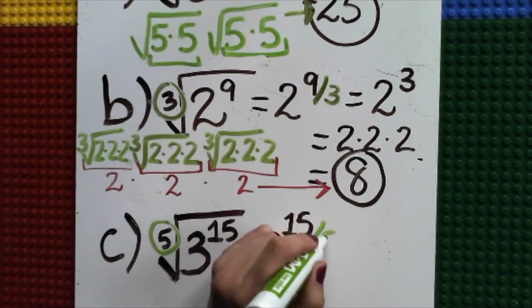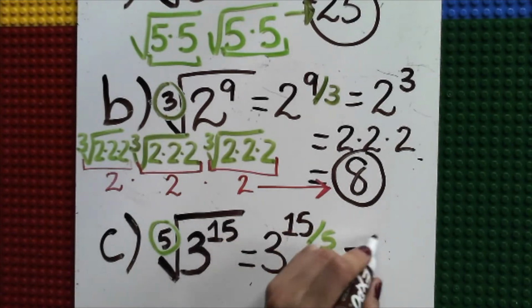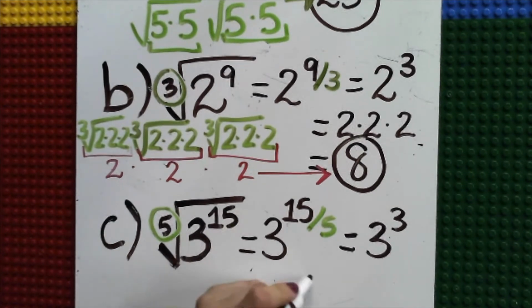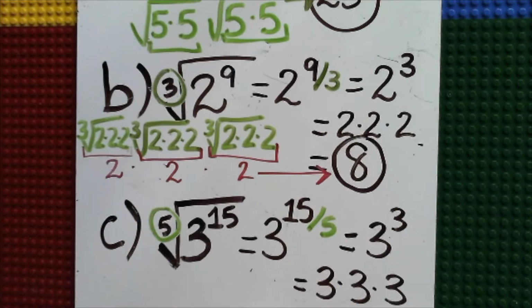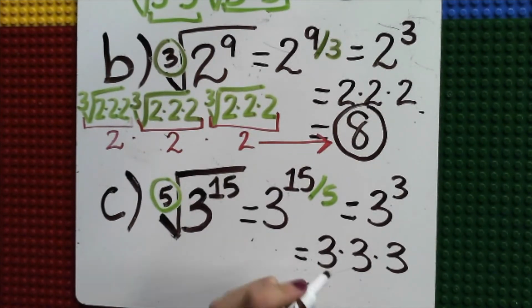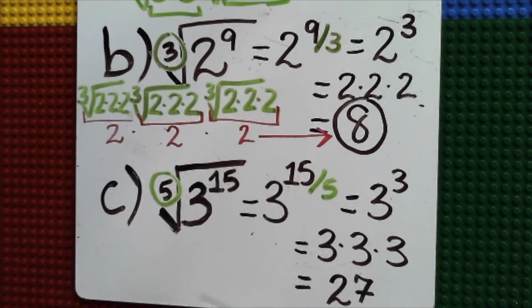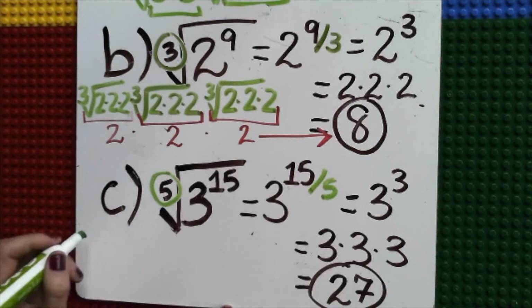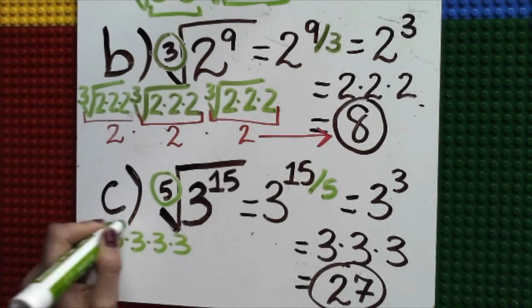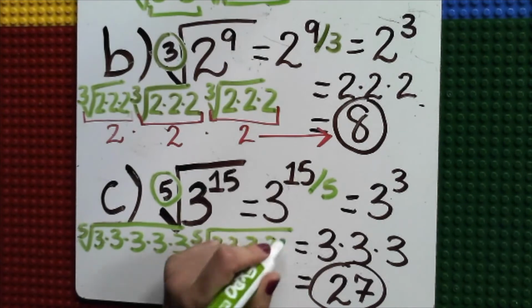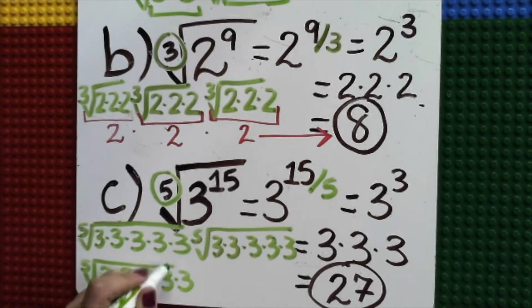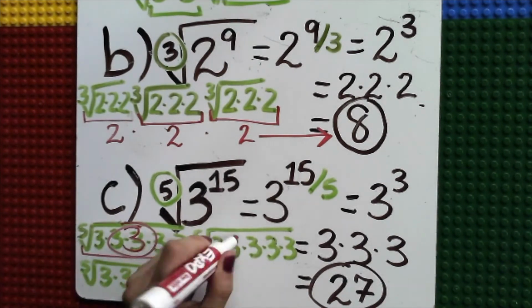Finally, let's take a look at the fifth root of 3 to the 15th. I can say 3 to the 15th divided by 5, which is 3 to the 3rd. That means 3 times 3, which is equal to 9, times 3 again, 27. I can also write 3 15 times, making groups of 5. I have 3 groups of 5 3's each, therefore 3 times 3 times 3, which is 27.